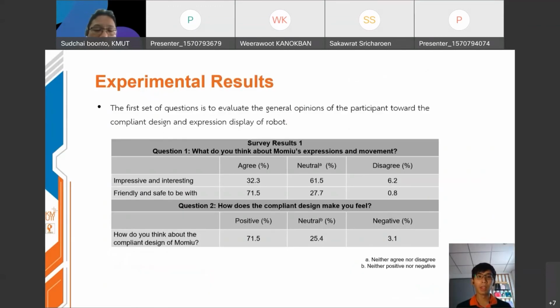From the experiments, there are 2 sets of questions. The first one is to evaluate the general opinion of the participants toward the command design and expression display of the moving robot. Question 1 is, what do you think about the moving robot expression and movement? And question 2 is, how does the command design make you feel? The result from the first set of questions: participants think the command design looks friendly and safe, with 71.5% agreeing, but they mostly feel neutral, 61.5%, in terms of the novelty of the design.